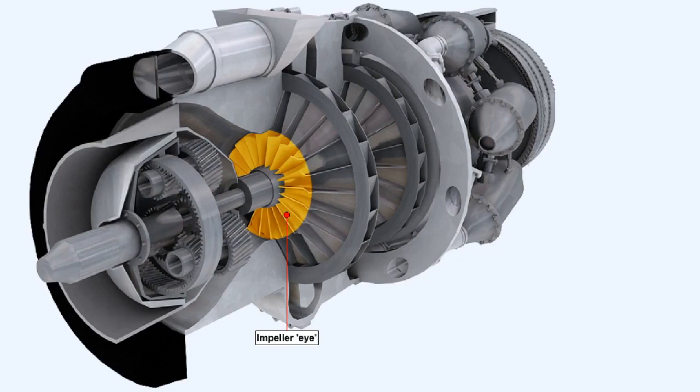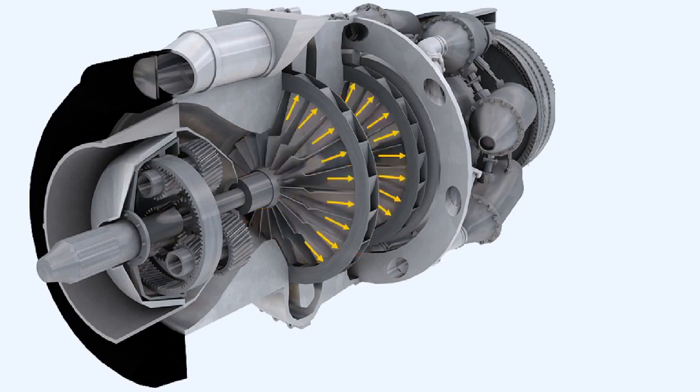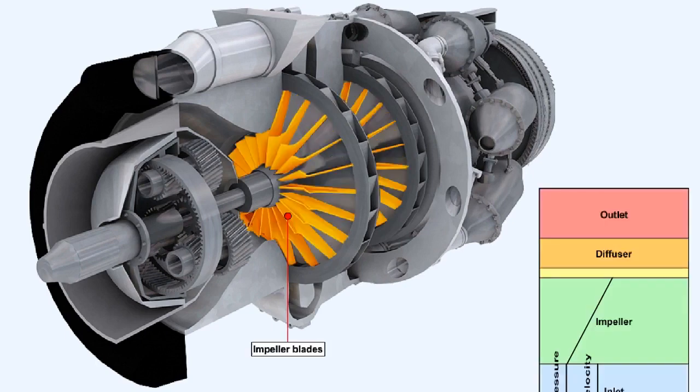Air is introduced continuously into the eye, the center of the impeller, by rotating guide vanes, and centrifugal force causes the air to flow outwards, across the impeller, towards the tip. Because of the divergent shape formed between the impeller blades, the pressure of the air increases as it flows outwards between them. And, because the turbine is adding mechanical energy into the equation, the air's velocity also increases.